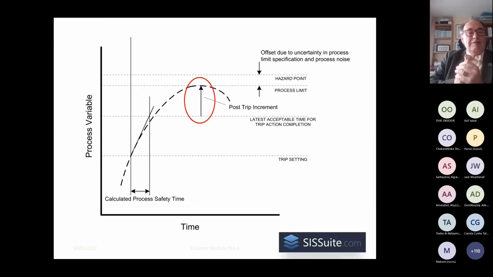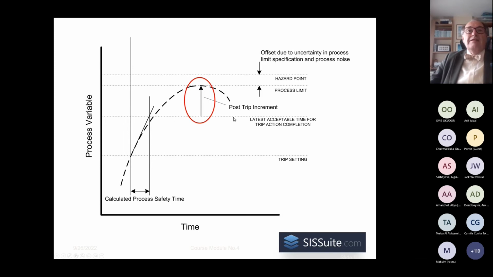Similarly, if it's a high temperature trip, you may have switched off the heating, but it may be some time before the process variable actually turns around and starts to fall again. So there could well be this increment in the variable after the trip action is complete. And so we need to be aware of that consideration when we're specifying the requirements.